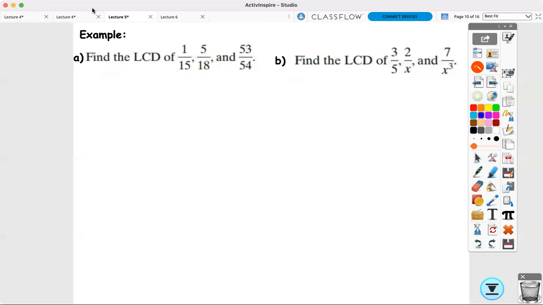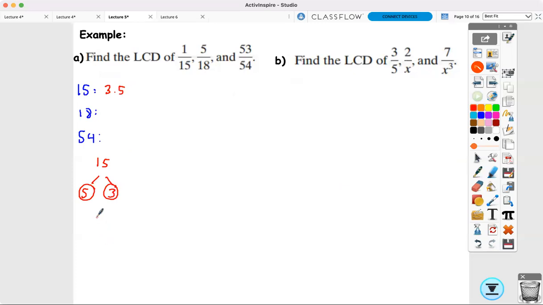All right, guys, so we have 15, 18, and 54. We have to do the prime factorization for 3 different numbers. We'll start out with 15. 15 is pretty easy. What 2 numbers multiply to give me 15? 5 times 3. And they're both prime, so we can just write 3 times 5. They're both prime.